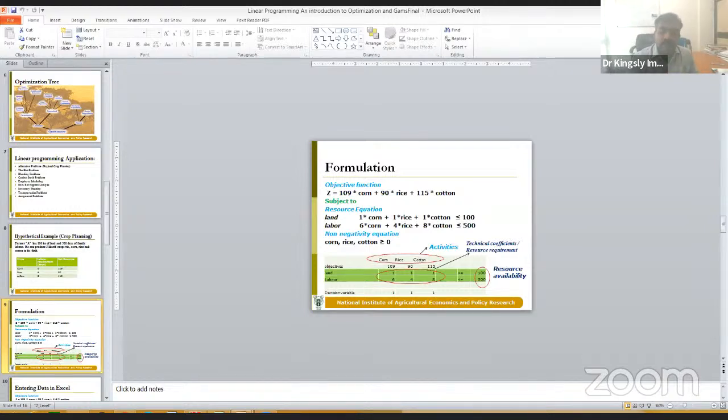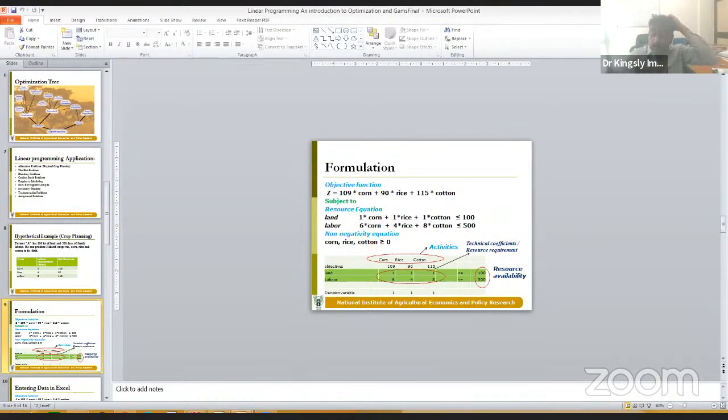Okay, so we are writing what is a resource requirement. Then we come to our area equation, or land equation. Because all the resources are specified per hectare, we put 1 hectare of area under corn, 1 hectare of rice, 1 hectare of cotton, and the total should be less than or equal to 100. That means land requirement should be less than or equal to land availability. Labor requirement should be less than or equal to labor availability.